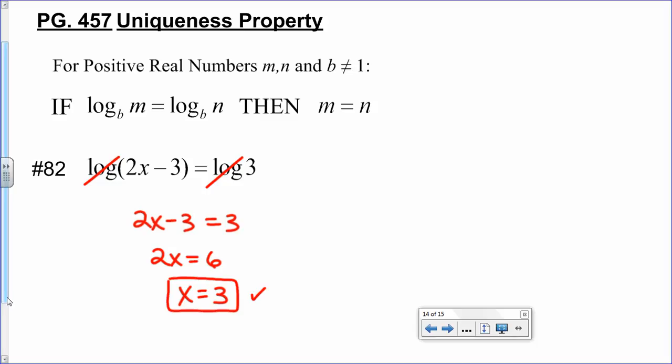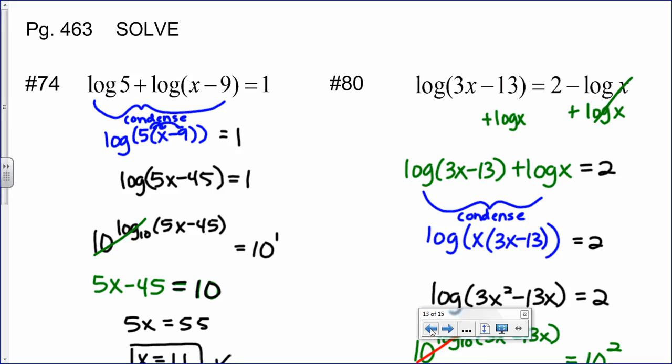Okay. So I'm going to go back to the previous problem and show you why uniqueness property doesn't work there. I could not just cancel my logs because I have a 2. There was another term here. So you have to have just single terms. Log base b, log base b. That's it. To use uniqueness property. Okay?